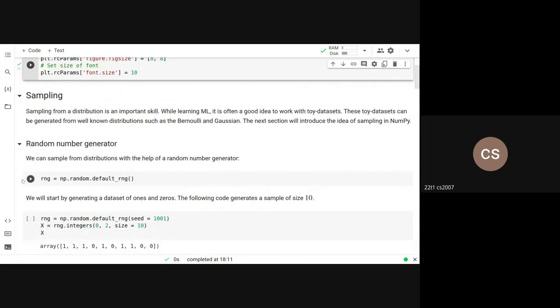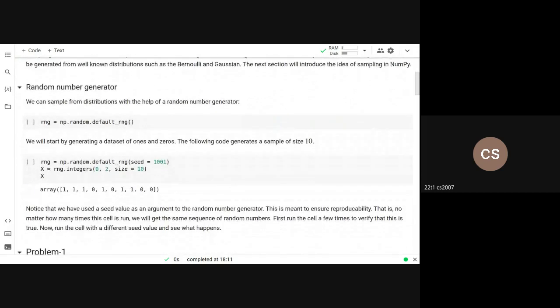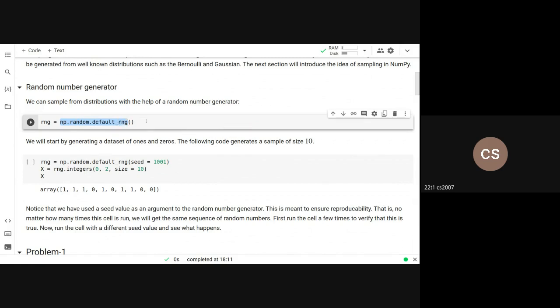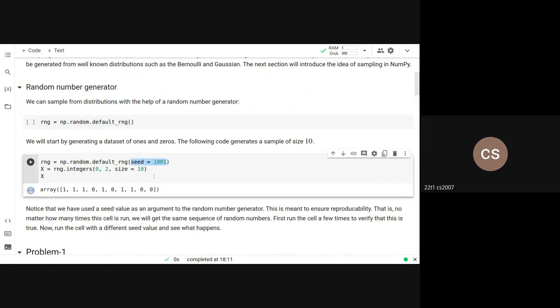In NumPy, the way we sample points from a distribution is using what is called a random number generator, right? So that is RNG. We don't need to know exactly how random numbers are generated. Typically, they are called pseudo random numbers because they are not really random. They appear random, but once you know something called the seed value, the exact sequence of numbers that will be generated is fixed, right? So I'll just demonstrate this.